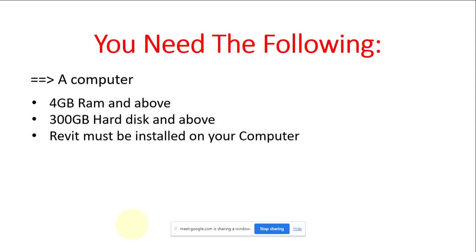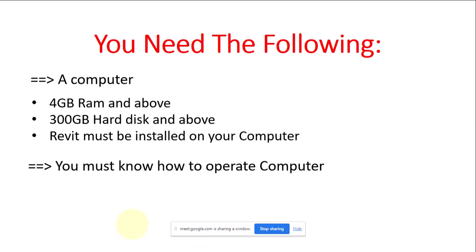Then the hard disk must be minimum of 300 gigabytes, and Revit must be installed on your computer, and you must know a little bit on how to operate computer. We don't teach how to operate computer here. We only teach on how to use Revit. So if you must pick this course, you should be able to hold your mouse and move your mouse and type some things on the keyboard.